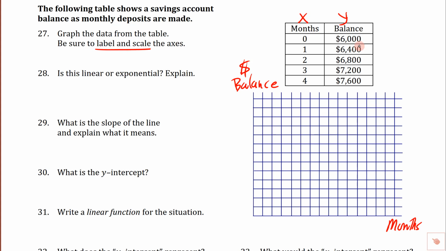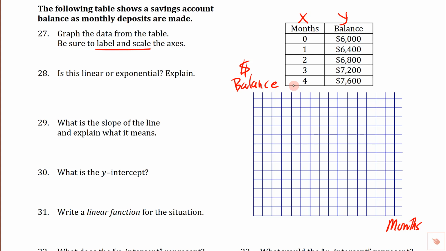So if we count the number of squares here, we're certainly not going to be able to go by ones, but let's say we go by 500. So this would be 500, then 1,000, 2,000, 3,000, 4,000, 5,000. We could fit 6,000, but then it just goes up from there and we wouldn't be able to fit very much. So 500 for each one of these marks isn't going to work.